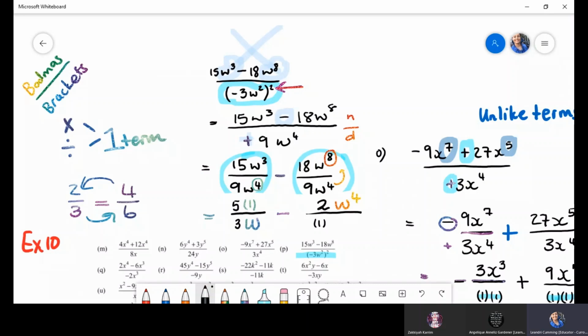And my final answer, very important here, my final answer is going to look slightly different than some of these other ones that I've done. I want to just quickly move this.